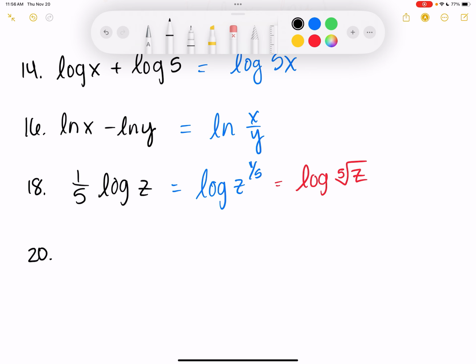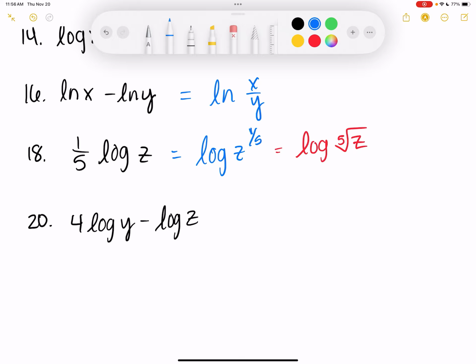24 log of y minus log of z. So what do I have to do with this one? First you move the 4 up here, so if you want, just draw an arrow so that you can see it. And then we would have log of y to the 4th over z, because it turns into division.